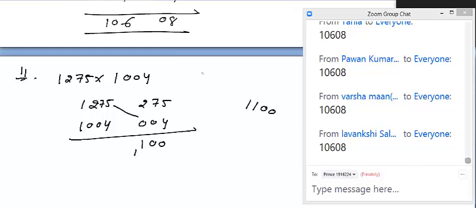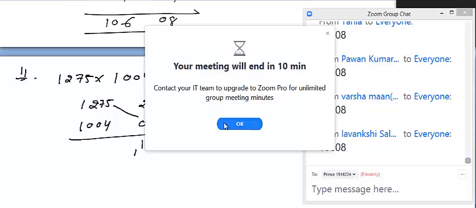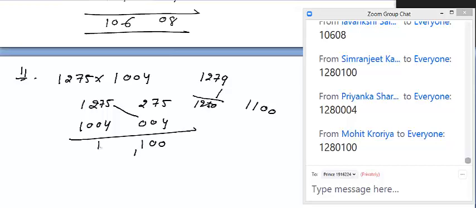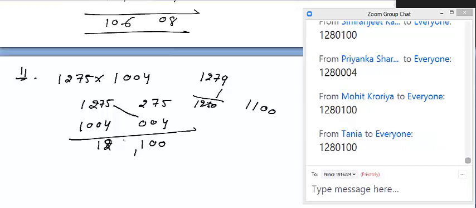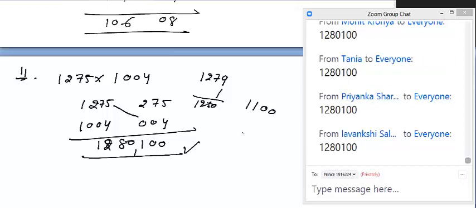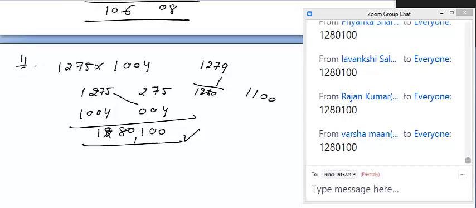When you add it, 1279, when you add it 79. So when you add that 1 here, you will get 1280. So 1 2. Very good. You are quicker than me. So this is the answer. Very interesting. You are very quick. You understand. Very good.